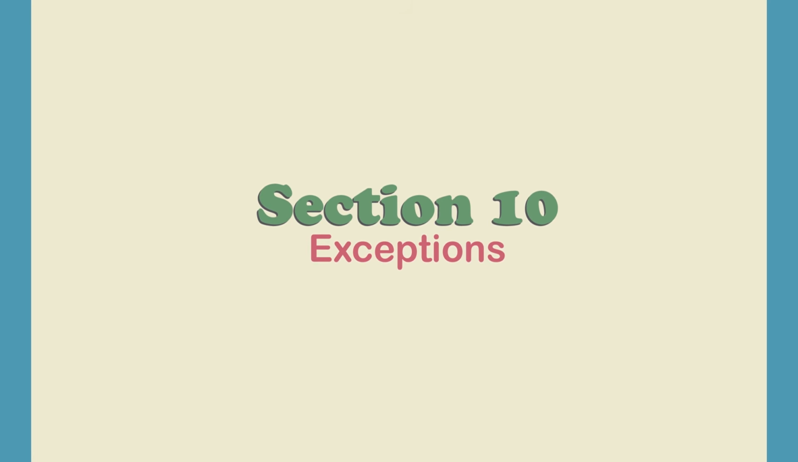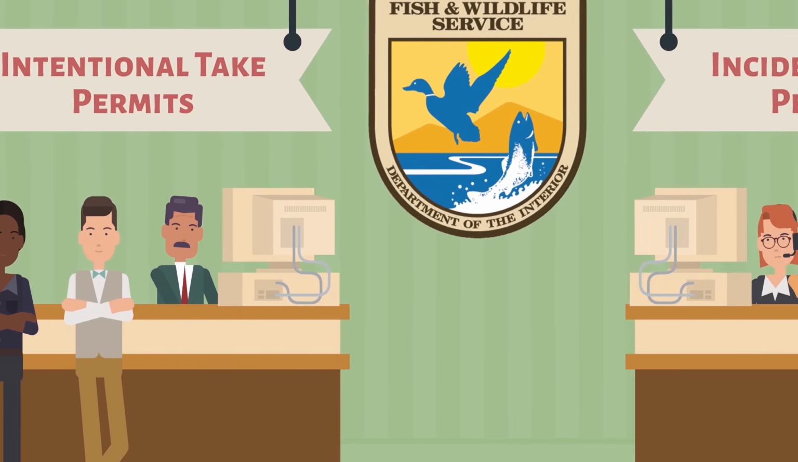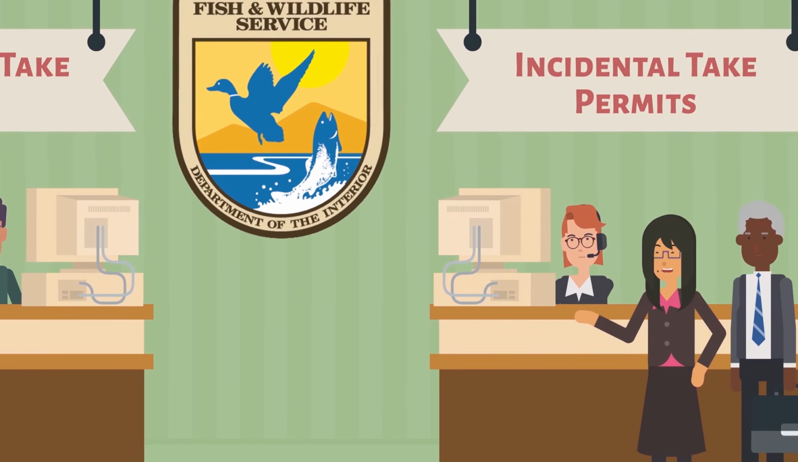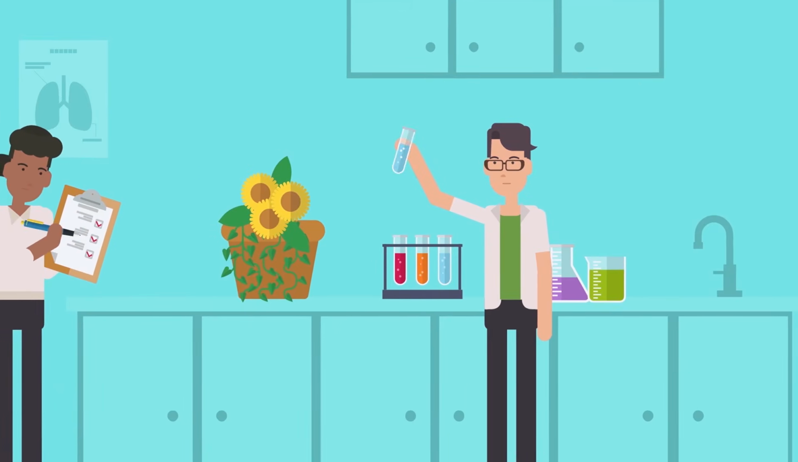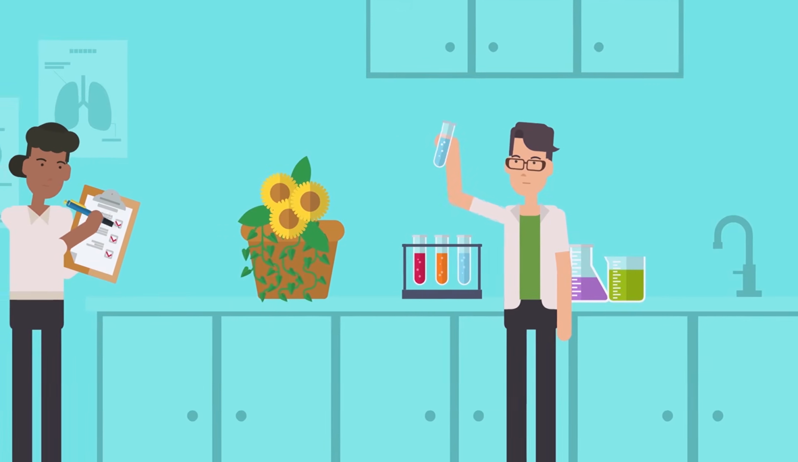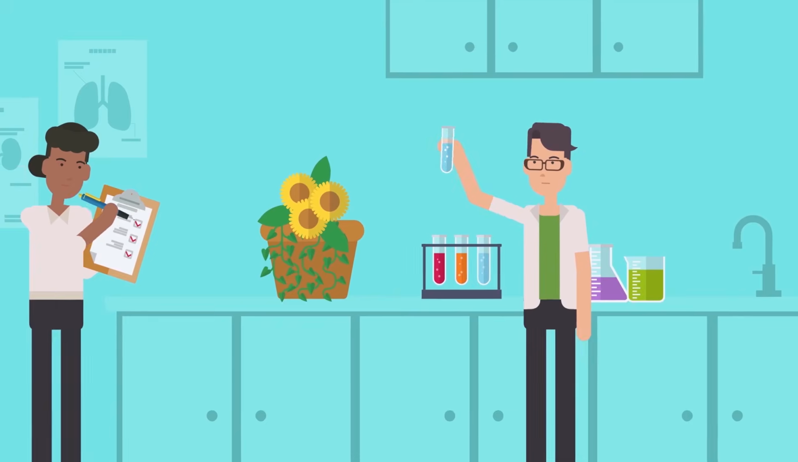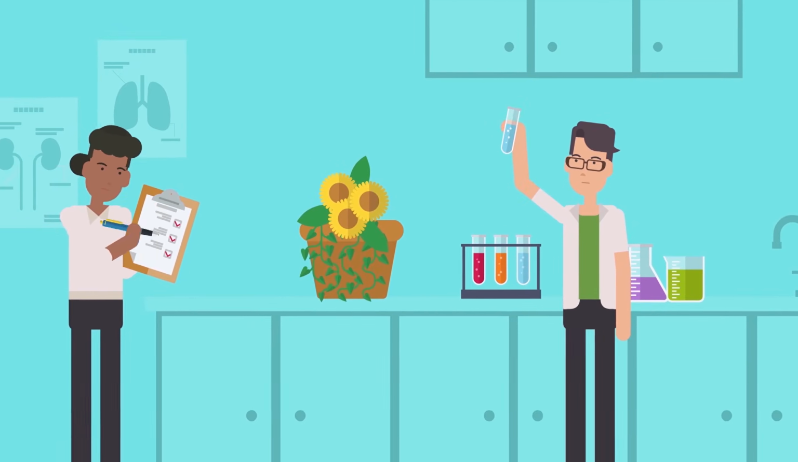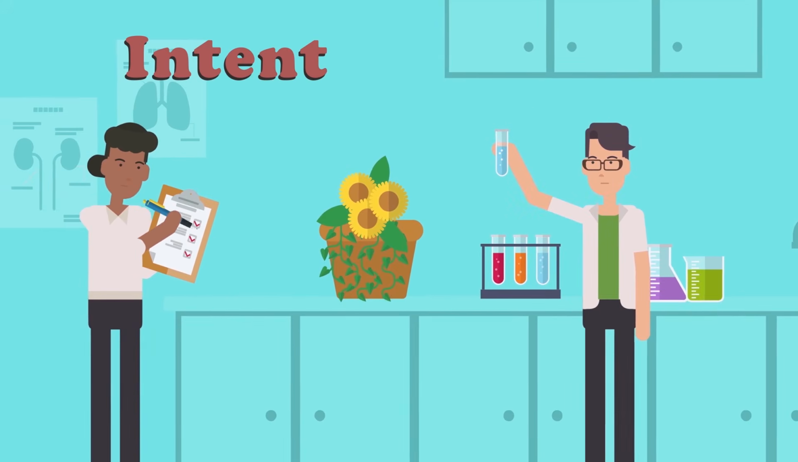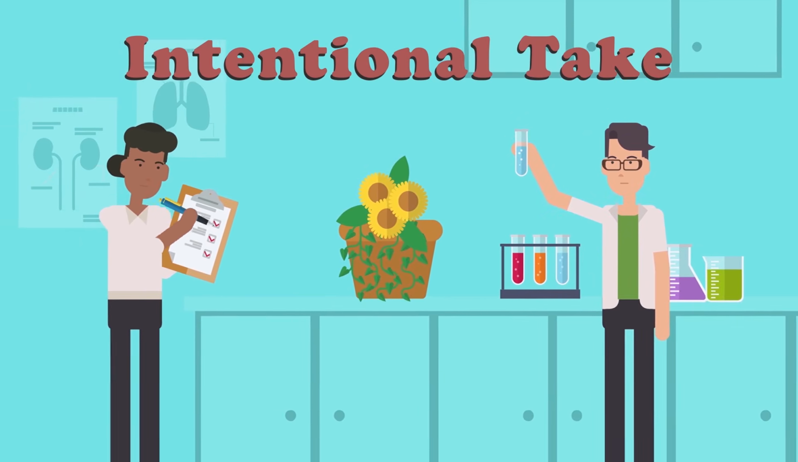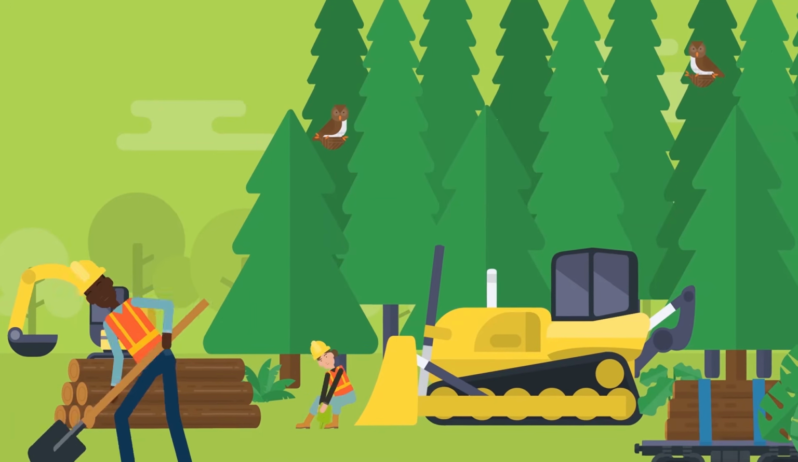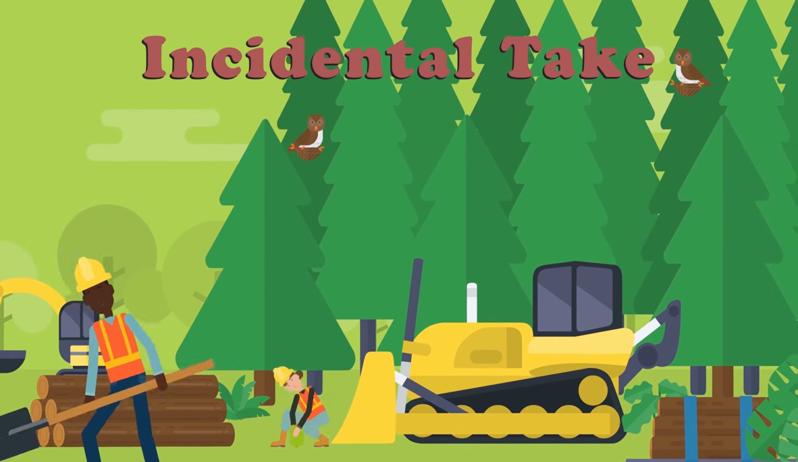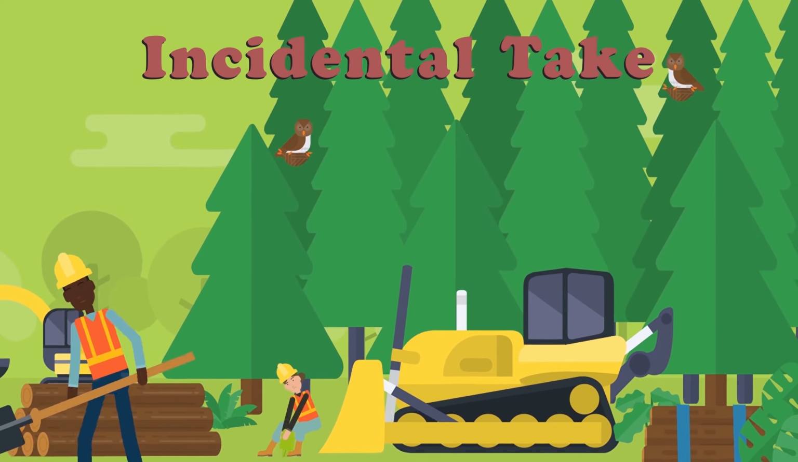Under Section 10, the service can issue two kinds of permits that allow limited take of listed species under very specific conditions. Section 10A1A permits authorize the take of listed species for scientific purposes or to enhance the propagation or survival of listed species. These permits cover intentional take of species. This contrasts with Section 10A1B permits, which authorize the incidental take of listed species caused by otherwise lawful activities of non-federal entities.